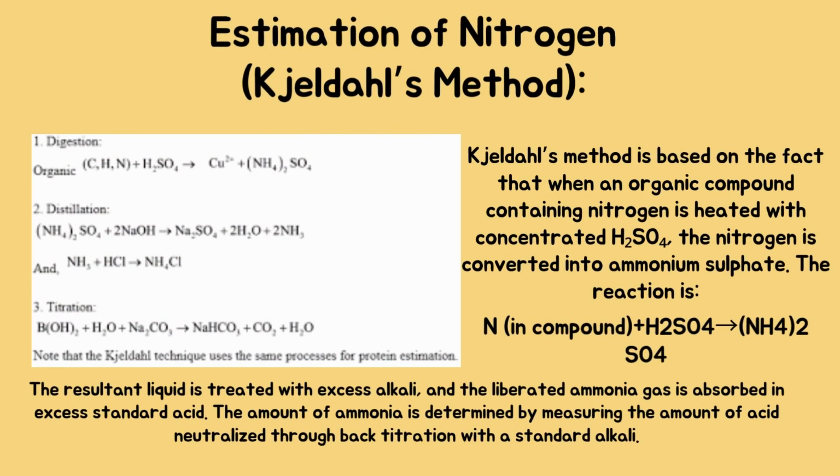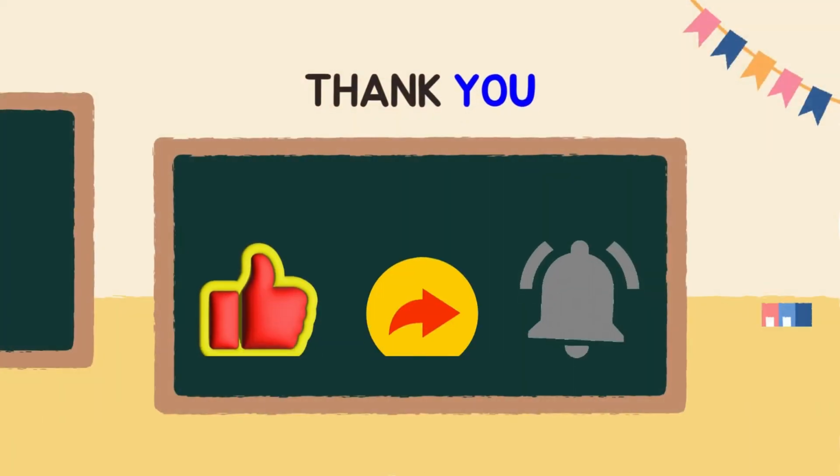Kjeldahl's method is based on the fact that when an organic compound containing nitrogen is heated with concentrated H2SO4, the nitrogen is converted into ammonium sulfate. See the reaction. The resultant liquid is treated with excess alkali, and the liberated ammonia gas is absorbed in excess standard acid. The amount of ammonia is determined by measuring the amount of acid neutralized through back titration with a standard alkali.